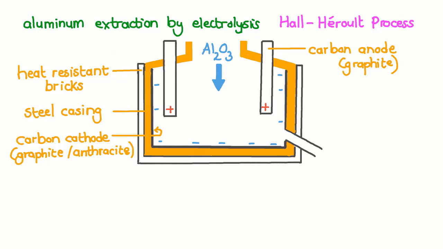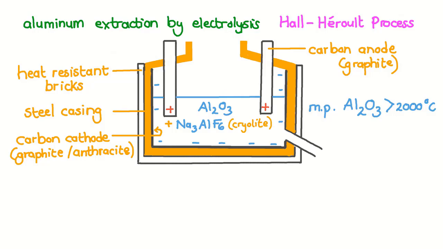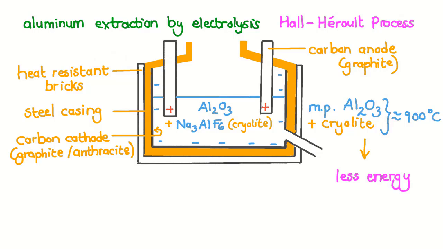Now, usually in electrolysis, the starting compound is melted and then electricity is passed through it to separate its elements. However, alumina's melting point is over 2000 degrees Celsius. So instead, alumina and cryolite are mixed together, and the mixture melts at about 900 degrees Celsius. Cryolite has a lower melting point than alumina and acts as a solvent to create an electrolyte of molten cryolite and alumina. Less energy is used, and production costs decrease.